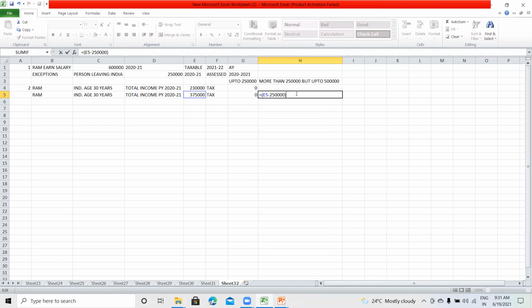3,75,000 minus 2,50,000 into 5% means 6,250 rupees. 6,250 rupees is required to be paid by Ram. When the income is more than 2,50,000 but up to 5 lakh rupees, then the excess of 2,50,000 will be taxable at the rate of 5%.